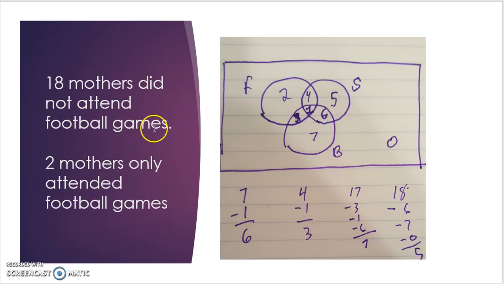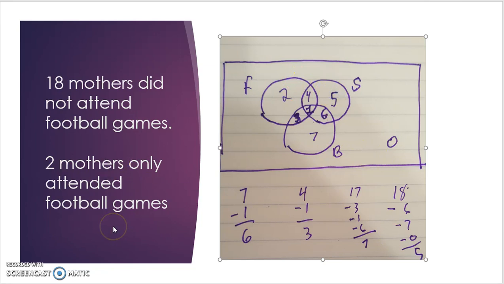18 mothers did not attend football. So outside of the F circle, that would be here, here, here, and here, was 18. Now, I did this little work. I already knew about the 6 and the 7 and the 0. I already knew this one, this one, this one from previous work. So I took this 18 and I subtracted what I already knew, giving a 5 to go there.